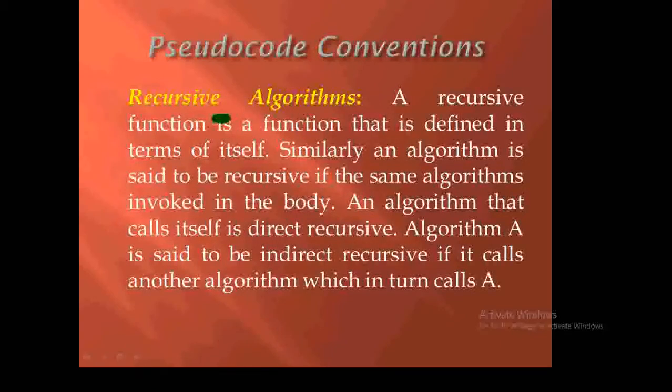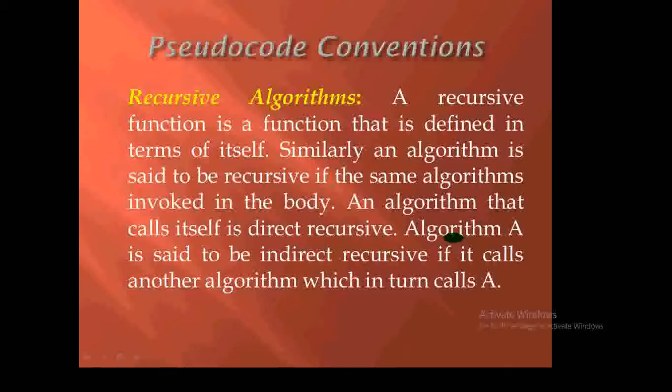Next, recursive algorithm. What is meant by recursion? A recursion is nothing but calling itself. A recursive function is a function that is defined in terms of itself. Similarly, an algorithm is said to be recursive if the same algorithm is invoked in its body. An algorithm that calls itself is direct recursive. So, the factorial of n is nothing but n into factorial of n minus 1. Within the same factorial function, we are again calling the factorial. So, it is called a direct recursive.